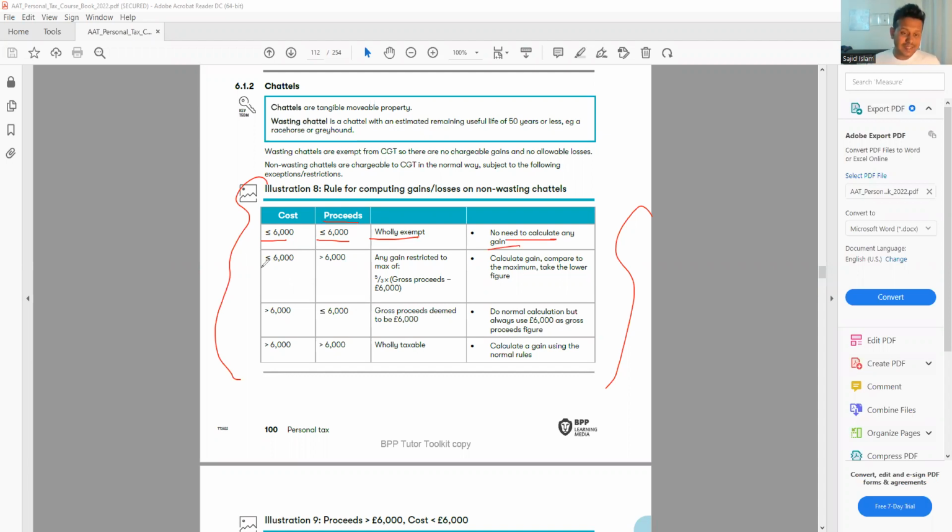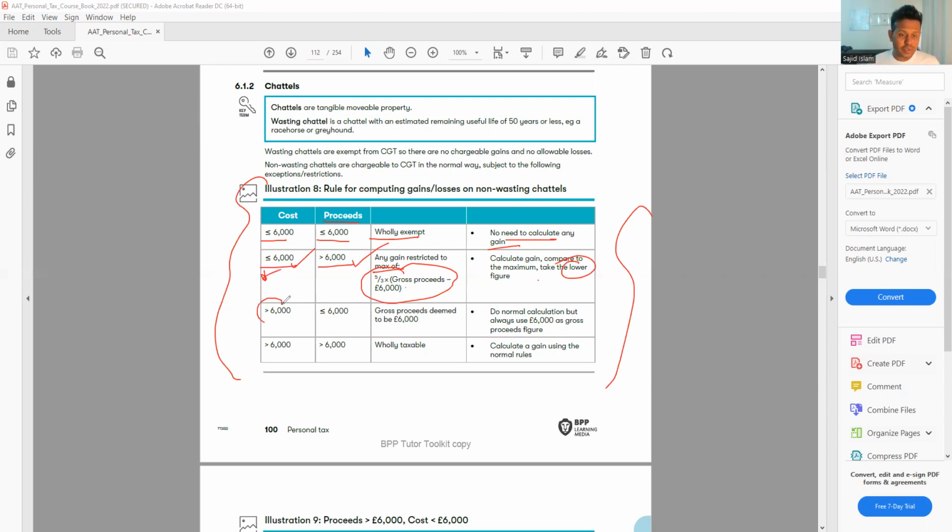Then cost is less than 6,000 but proceed is more than 6,000. This one is very common in the exam, very common. What you need to do is any gain will be restricted to a maximum of 5/3 times (gross proceed minus 6,000). This formula you have to remember, where the cost is less than 6,000 but the sales is more than 6,000. Calculate the gain compared to the maximum and take the lower figure. So we have to find two gains: one is from the formula, and another one is the actual gain. You have to find both and take the lower one. We're going to see how it works.